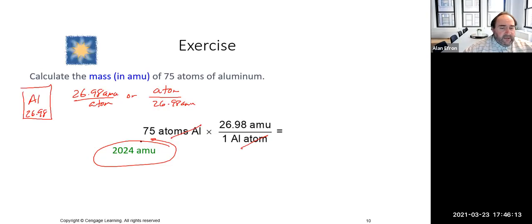Any questions on atomic mass here? A lot of times, in a lot of calculations in chemistry, we don't necessarily use the units of AMU a lot. We do use, as we'll see a little bit later on, grams per mole. So that's a very common unit that we use for sure.